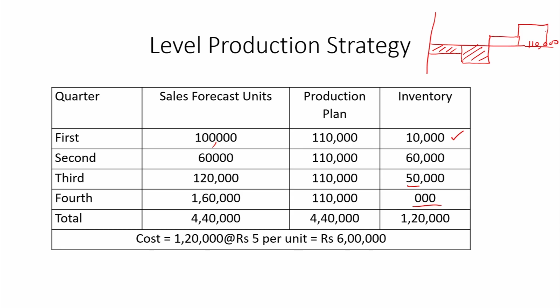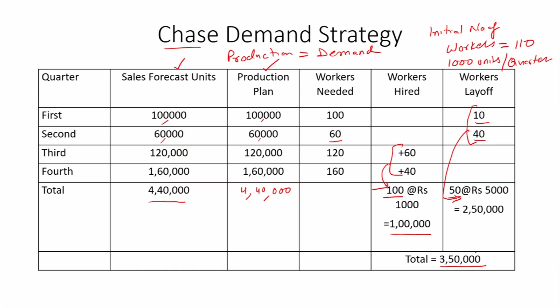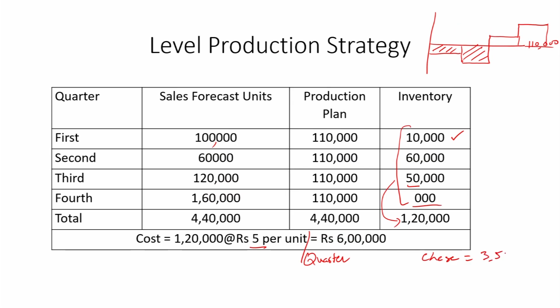So, in that way we are having periods of inventory, and these are the periods when this inventory is getting absorbed. And the total inventory in the system, if we take the sum of these 4 periods, is 1,20,000 units, and we have seen that our cost of carrying inventory is rupees 5 per unit per quarter. So, my total inventory carrying cost is 6 lakh rupees. In the change strategy, if you recollect, the cost was 3,50,000, and in the level strategy it is 6 lakhs.